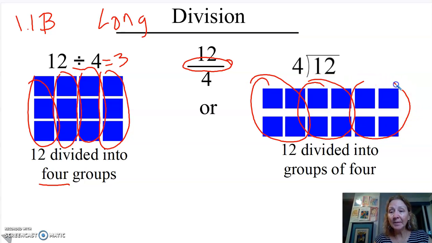But notice the things I'm circling are different. Here I have 3 in each group because I was told the number of groups. And over here I have 4 in each group because I was told that I was dividing into groups of 4. So the quotient in all of these is still the same number. It just has a different meaning to it, right?